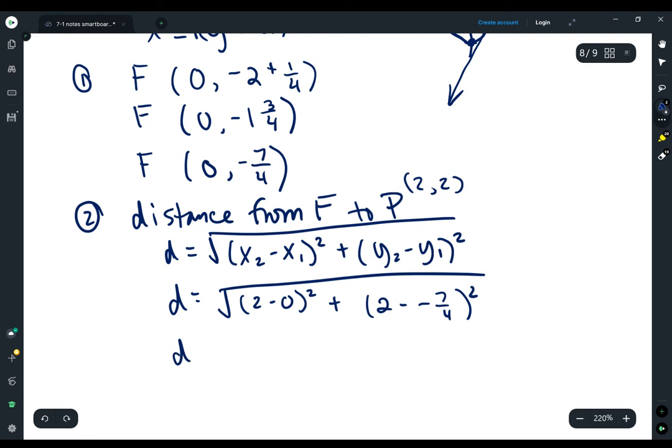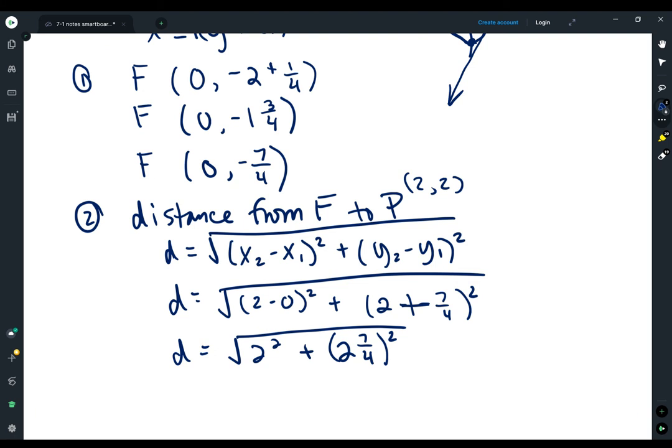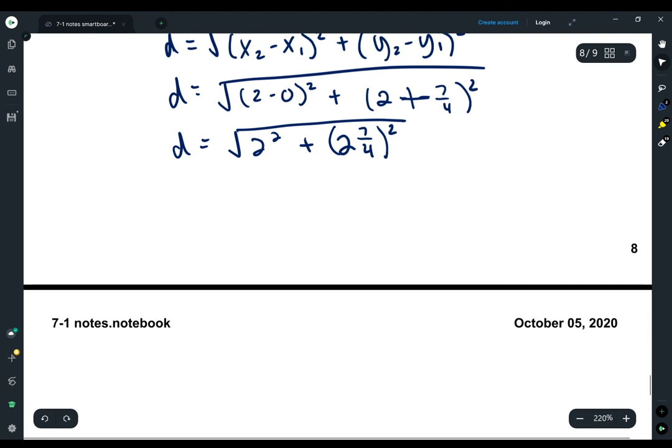So let's go ahead and simplify here. 2 minus 0 would just be 2 squared. And then here I'm going to have plus, I'm just going to make this 2 7/4. And then in order to work with that, I now want to go ahead and make it into an improper fraction. So 2 squared is 4. And now I'm going to make this, let's see, 2 times 4 is 8, plus 7 would be 15/4, and I still have to square that.